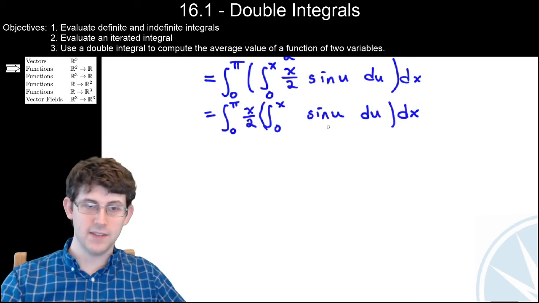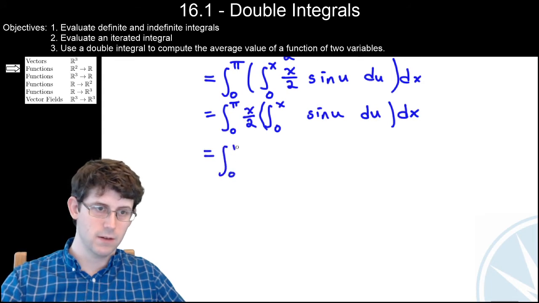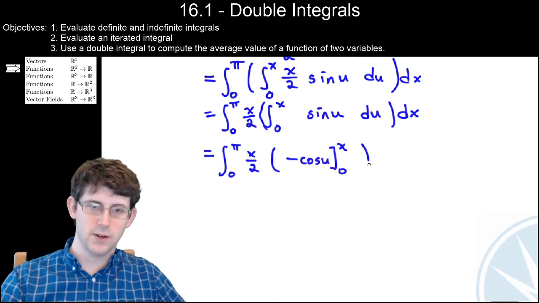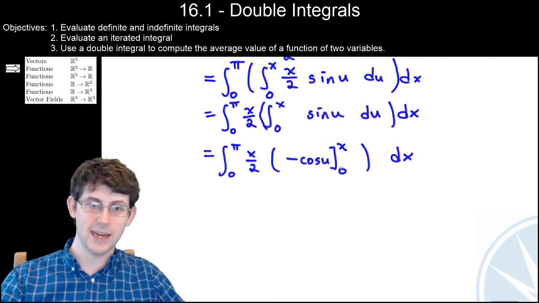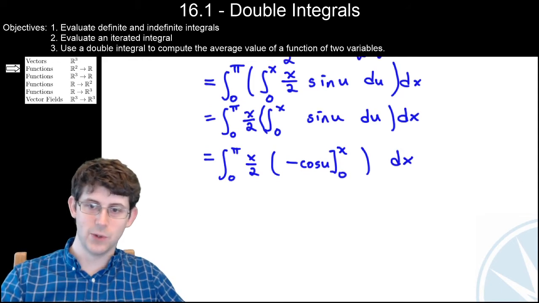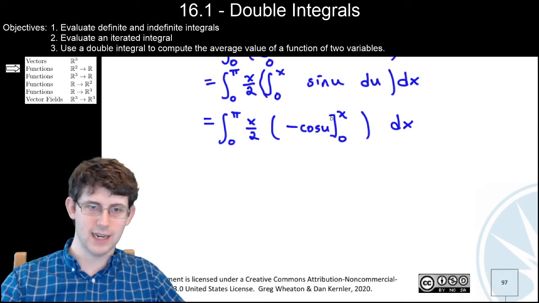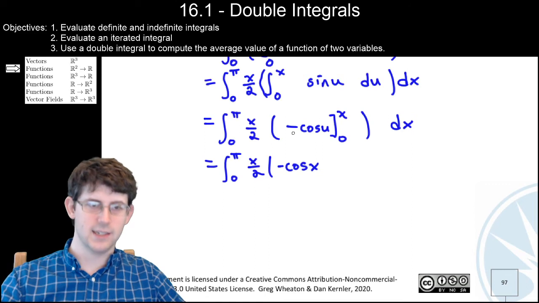Okay. Now I have the integral of sine u du. That's minus cosine u, from 0 to x. Notice that because we changed the bounds, I don't ever have to think about y again. I can just plug in my u's because I found what u equals. So minus cosine x minus cosine 0. So that's plus 1.